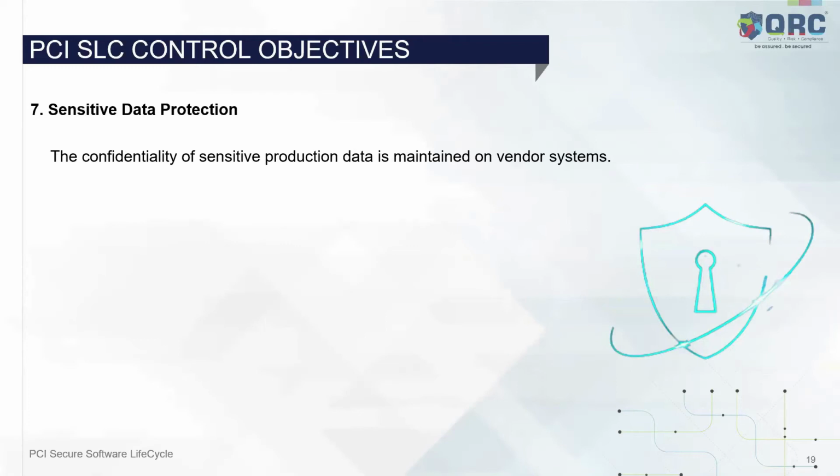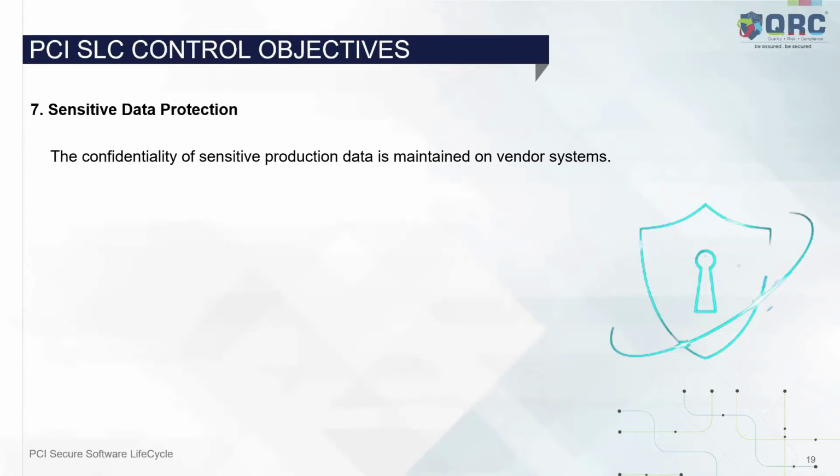Now say for example, let's say company A. Company A has developed an application and QRC has taken the services of that application. So whatever production data QRC is having will be called sensitive production data for company A. So whatever sensitive production data company A is getting from its software on behalf of QRC, they should implement a control to protect such sensitive data.